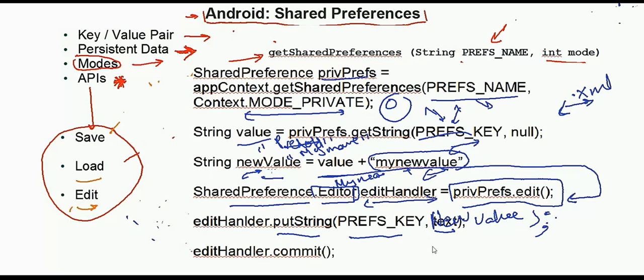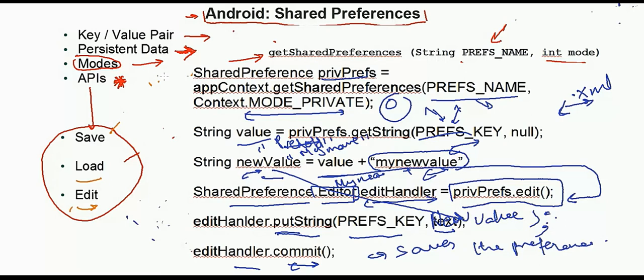And then after we commit, we are going to store this new value inside our preference key in our preference .xml file. This preference key is a key contained in this preference name .xml file, which now has this new value string inside it. So editor.commit is going to save the shared preference, and that is the whole process.